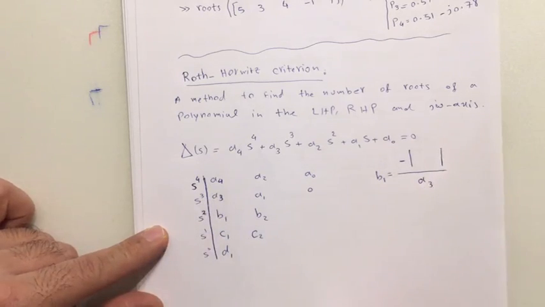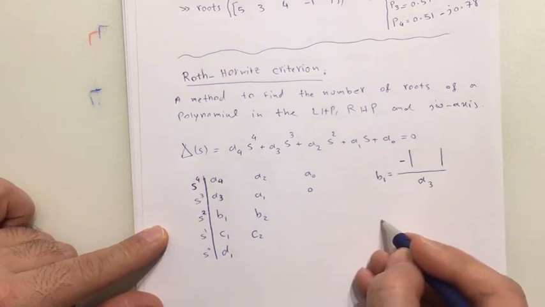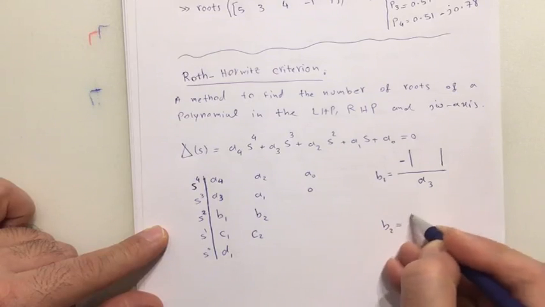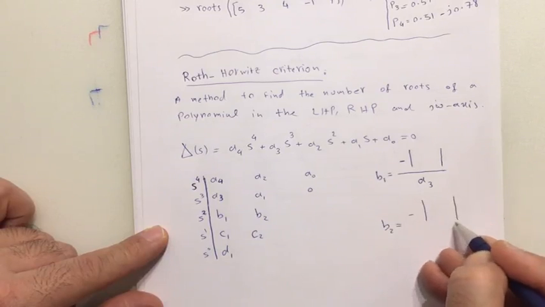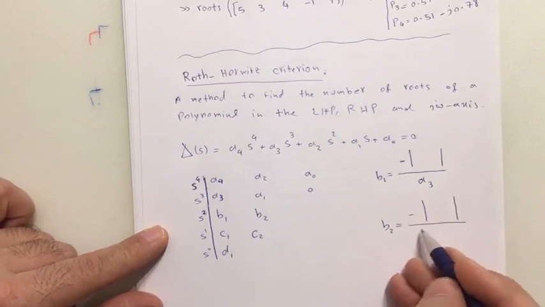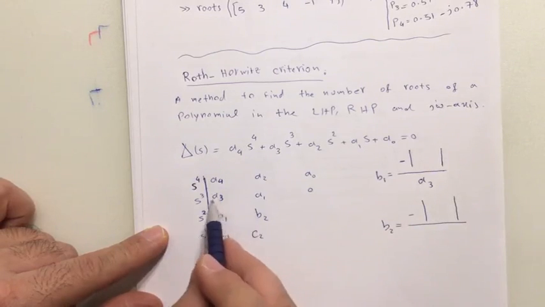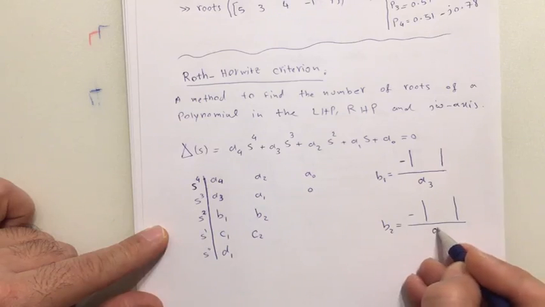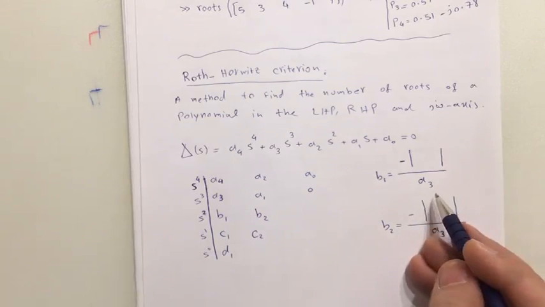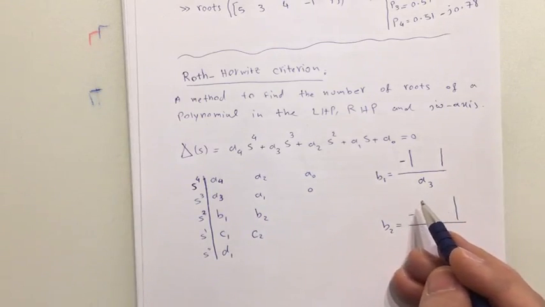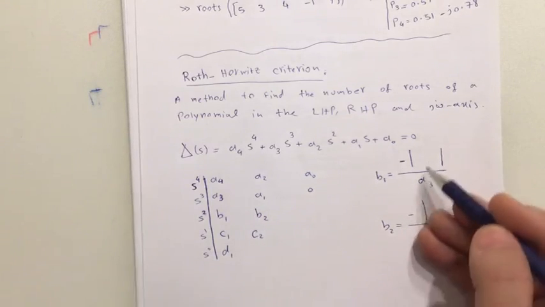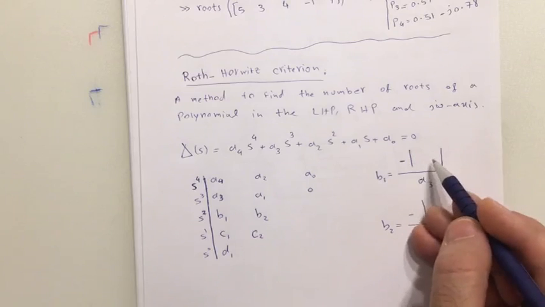A3. It is also the same for B2. Again, it is minus a determinant divided by, again, the first element of the previous row. So in the denominator, always we have the first element of the previous row. Okay? But now let's talk about the determinant here.